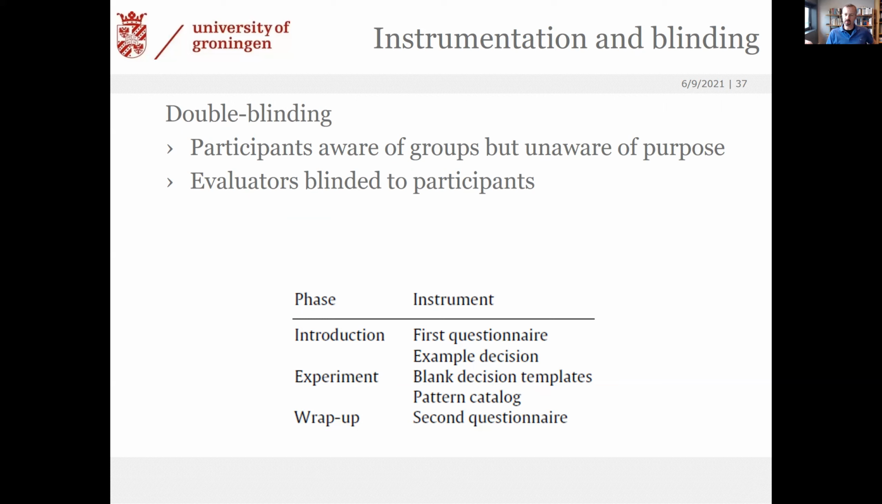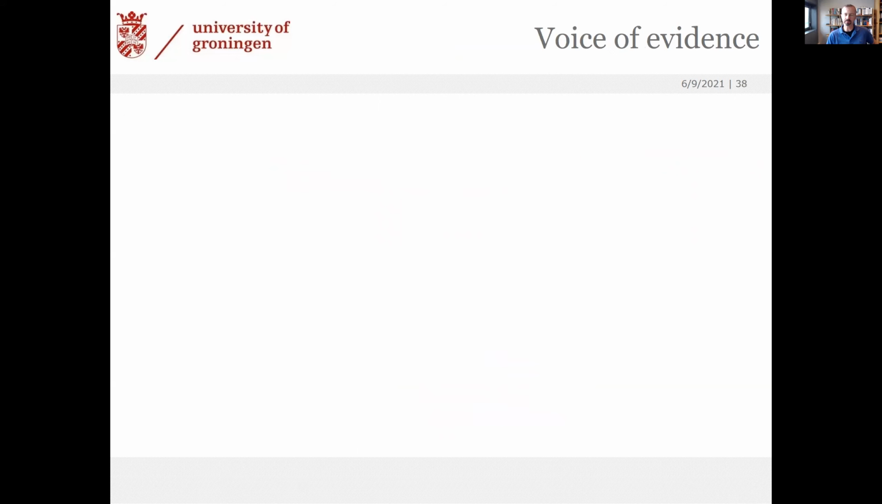So we gave them a first questionnaire to find out about their background and the experience that I mentioned before. We gave them an example decision so that they know what it looks like. And then during the experiment itself, we gave them templates for documenting their decisions, a catalog of patterns to the pattern group, of course, not to the other group, as well as a wrap-up questionnaire.